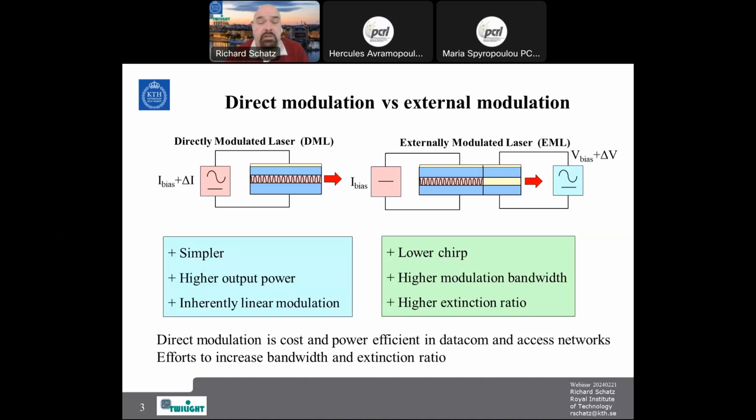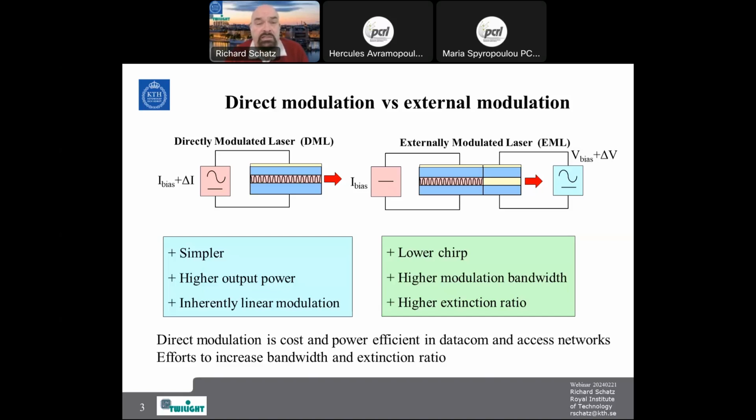The externally modulated laser has lower chirp. Chirp means that the wavelength changes when you change the intensity. In the externally modulated laser, that problem is much less. It also normally has higher modulation bandwidth and also higher extinction ratio. That means that there is a larger difference between the zeros and the ones.